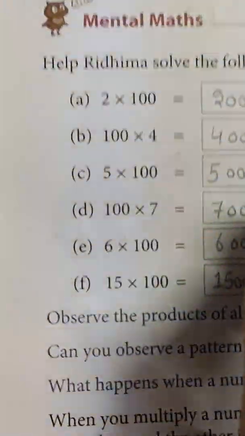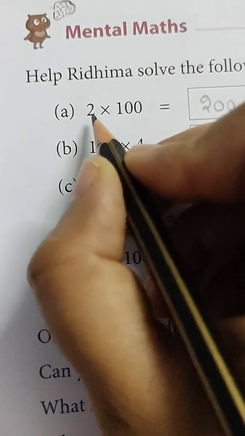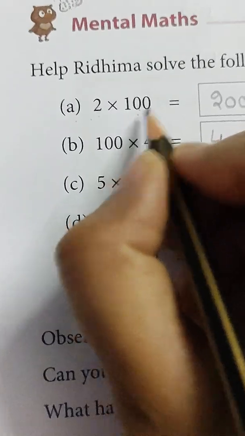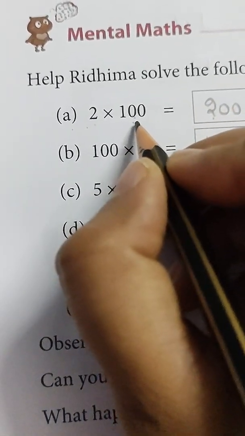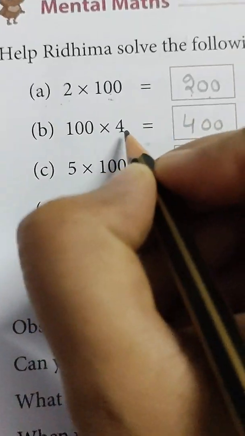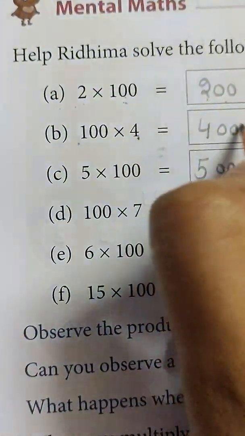The trick is, you just forget about the zeros and multiply the number with 1. So 2 times 1 is 2. How many zeros are there? 2 zeros, so you write 2 zeros afterwards. Again here, 4 multiplied by 1 is 4, and how many zeros? 2 zeros.